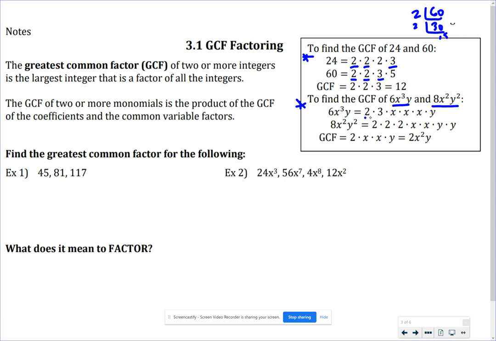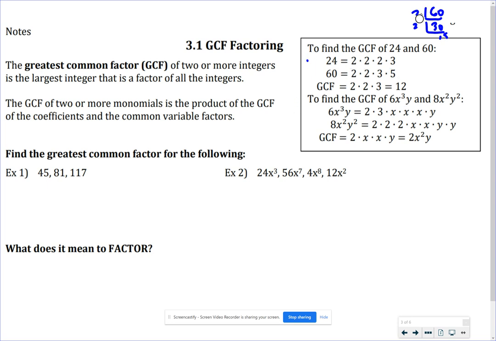So then we look for what they have in common. They have a 2 in common, and that's the greatest common factor for the coefficients. 6 and 8 are divisible by 2, but nothing bigger. We have an x in common. We have a second x in common. We don't have a third one, but then we have a y in common. So the GCF is going to be, notice what we have, 2 and then x, x, y. So 2x squared y is our greatest common factor.